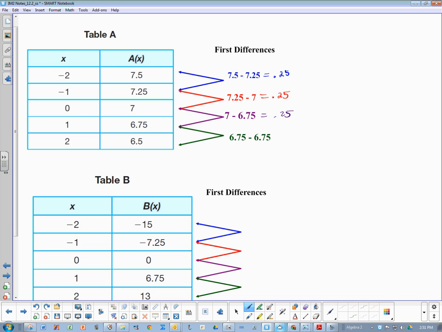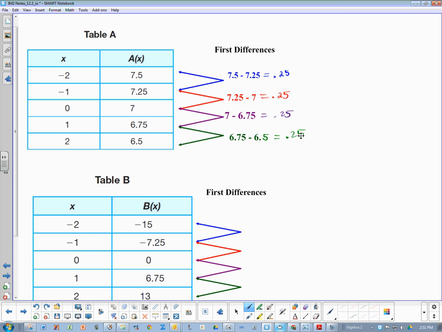I think I typed this incorrectly. It should be 6.5 right here. Okay. Let's make sure that that's really easy to read. So let's just go ahead and change it to 6.5, and that should be 0.25. Notice, look, they are all the same right here. Completely all the same. Those are the first differences.